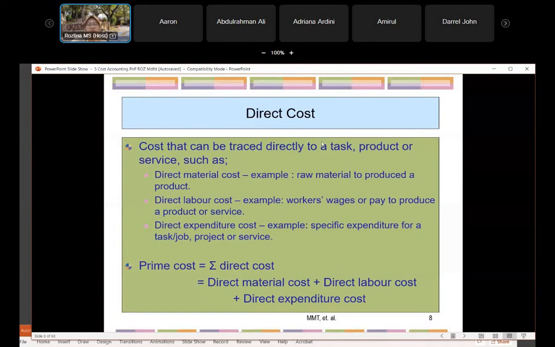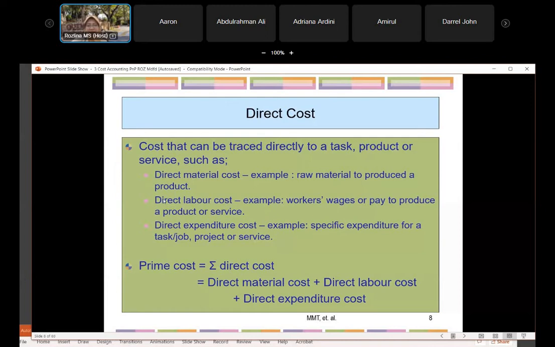Okay. So now you know in a product they will have direct cost and indirect cost. And the other name is overhead. Direct cost: cost that can be traced directly to a task, product or service. Direct material cost: raw material to produce a product. Direct labor cost: workers' wages or pay to produce a product.